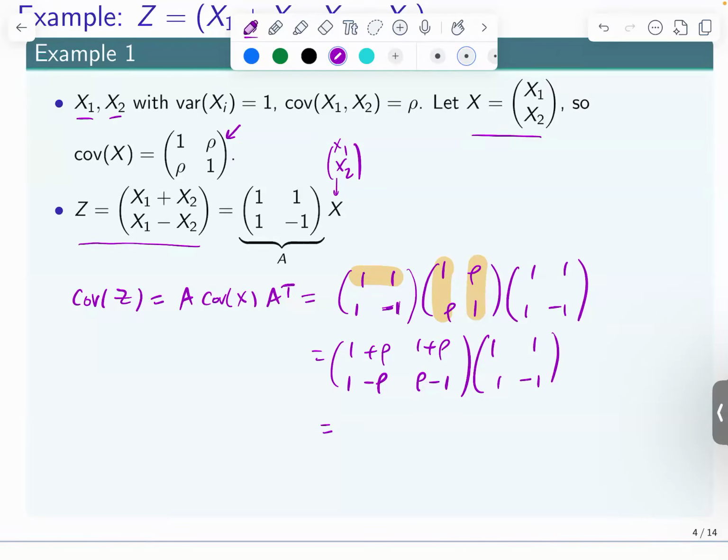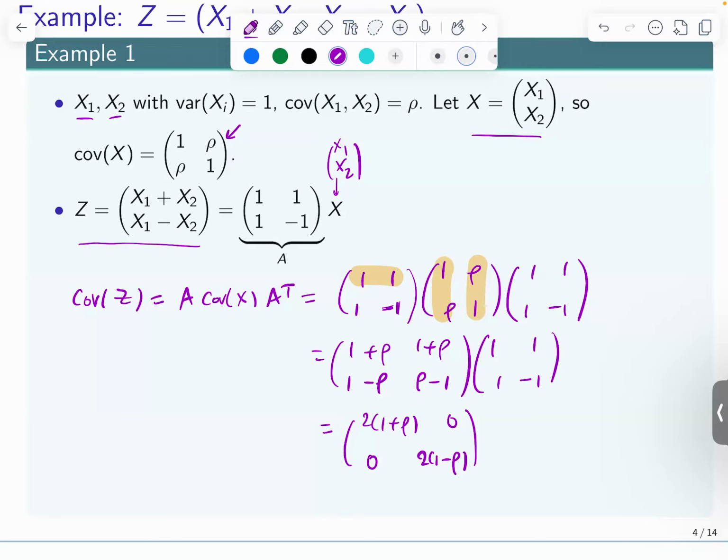Which will be 2 plus 2 rho, which I'm going to write as 2 times 1 plus rho. 0 on the second row. Yes, so this would be 0. The other one you don't need to calculate because it has to be the same, but you can do it for checking. The last one will be 2 times 1 minus rho. Okay, so there you go.